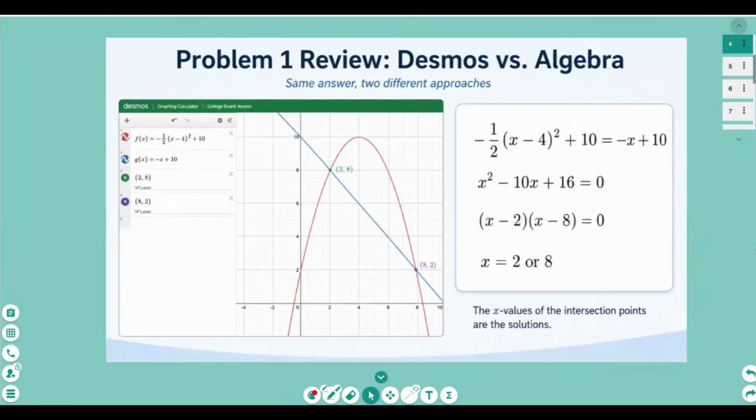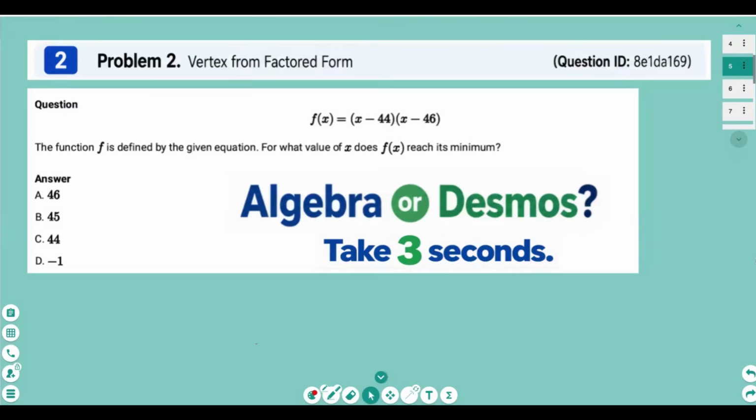As you can see, solving algebraically gives the exact same result, but Desmos gets you there in seconds. Let's move on to problem 2.